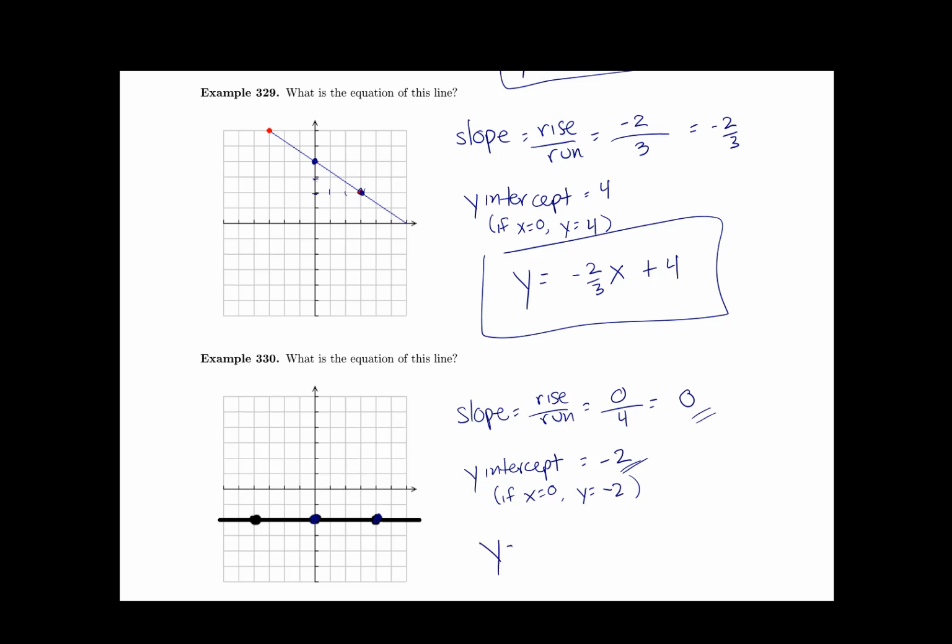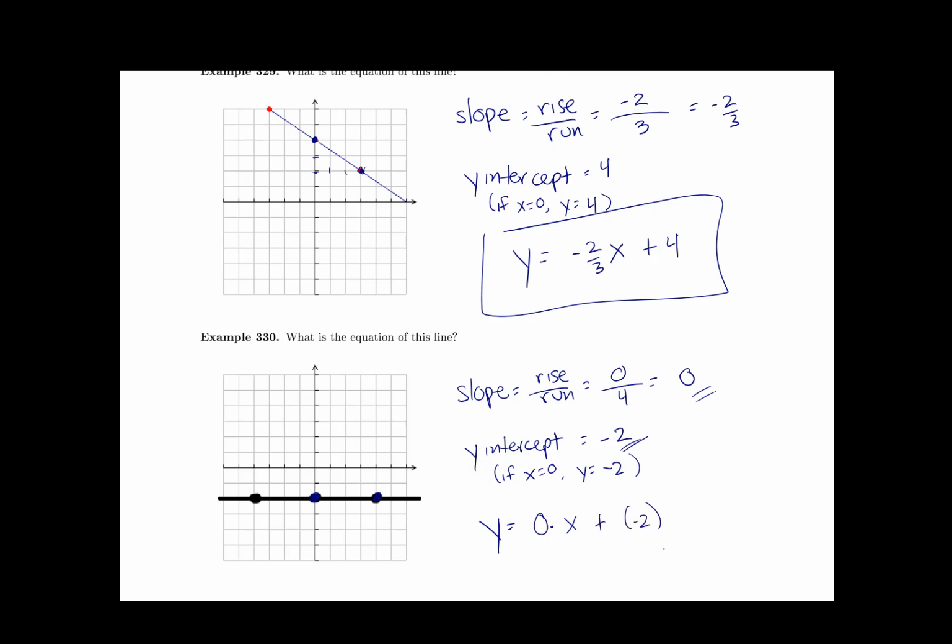So the equation of my line is going to be y equals 0 times x plus a -2. Well, 0 times anything is just 0. So that 0 times x is just gone. And plus a -2, we'll just write -2. So the equation of my line is y equals -2. That means no matter what x is, y is just always -2.